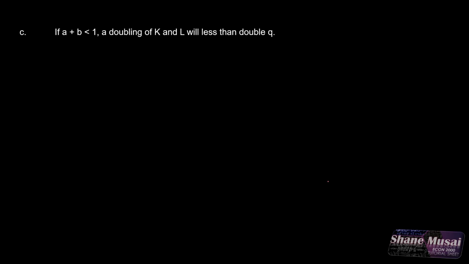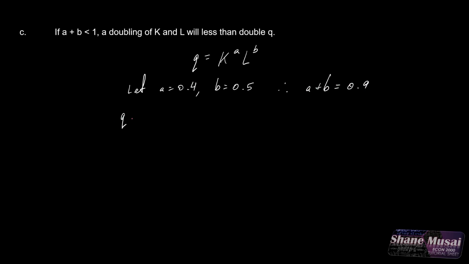Now let's check out part C. Part C says, if A plus B is less than 1, a doubling of K and L will less than double Q. Now we need A plus B to be less than 1. So let A equal 0.4 and let B equal 0.5. Therefore, A plus B is equal to 0.9. So our original production function would have been Q is equal to K to the power of 0.4, L to the power of 0.5. This is K to the power of A, because A is now 0.4, L to the power of B, because B is now 0.5.